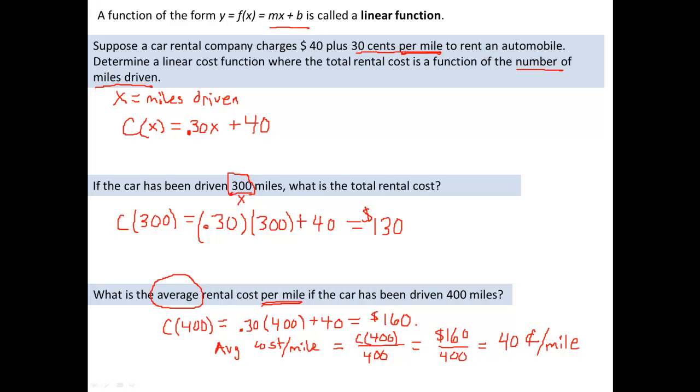Okay, you say, well, I thought it cost 30 cents per mile. That's true, but this includes the $40 fixed expense. And if you spread $40 over 400 miles, that's an extra 10 cents per mile. So this makes sense that it's costing 40 cents per mile.